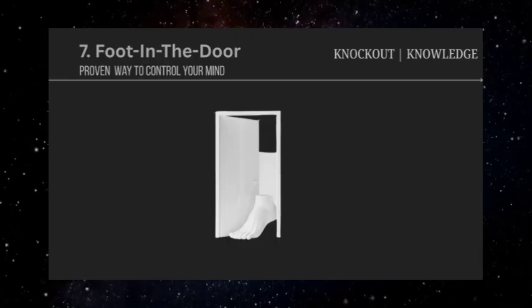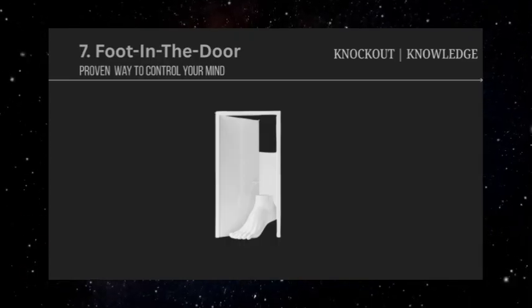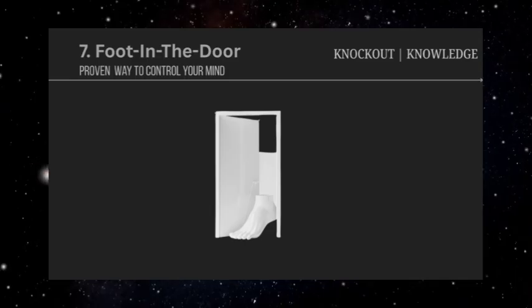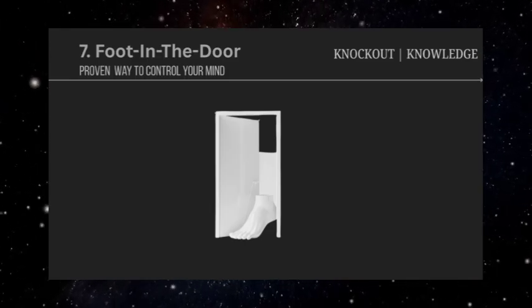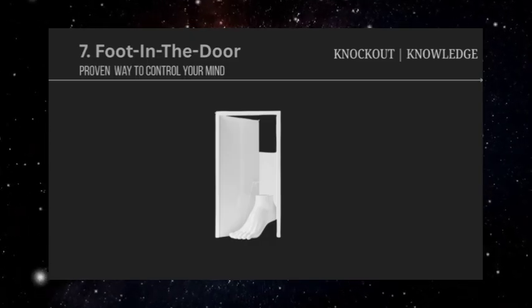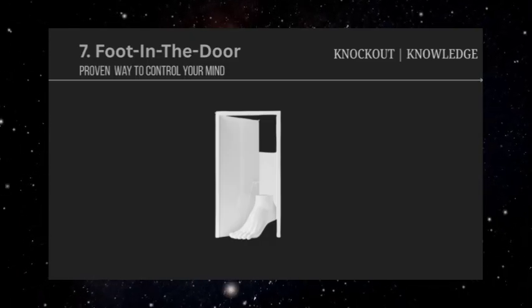What makes foot in the door particularly insidious is that each individual step often seems reasonable in isolation. The manipulator isn't asking for everything at once, which would trigger natural resistance. Instead, they're creating a pathway of small agreements that leads to major commitments.